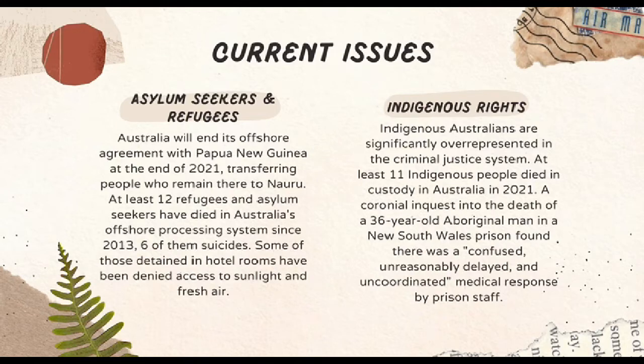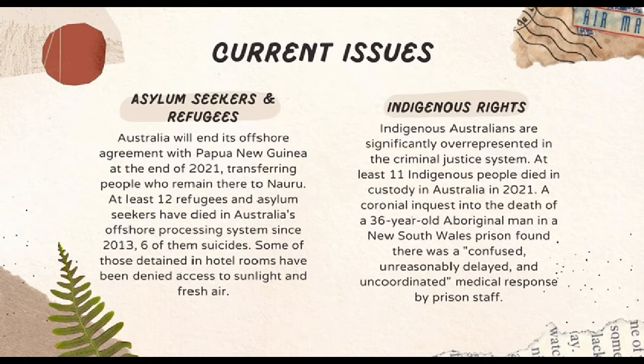Indigenous Australians are significantly overrepresented in the criminal justice system, with Aboriginal and Torres Strait Islander people comprising 30% of Australia's adult prison population, but just 3% of the national population. At least 11 Indigenous people died in custody in Australia in 2021.